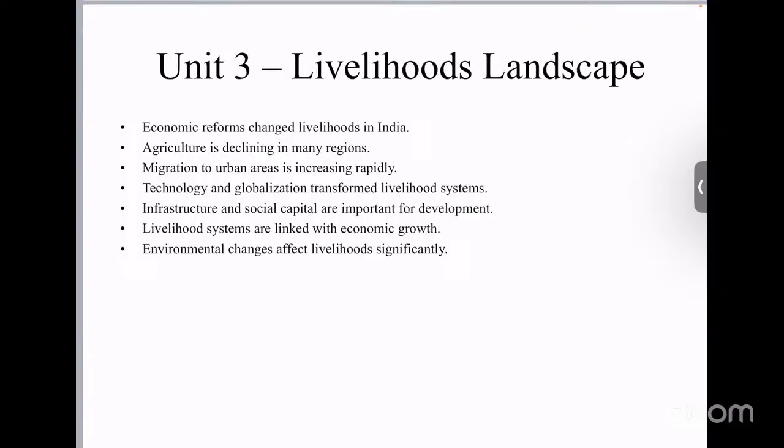So, the Green Revolution initially increased agricultural production and food security. But later, many farmers became dependent on chemical fertilizers, pesticides, and costly seeds. So, environmental degradation and rising input costs reduced the sustainability of farming systems.